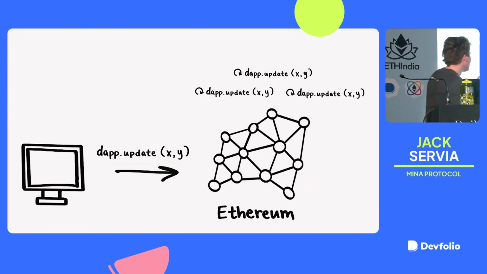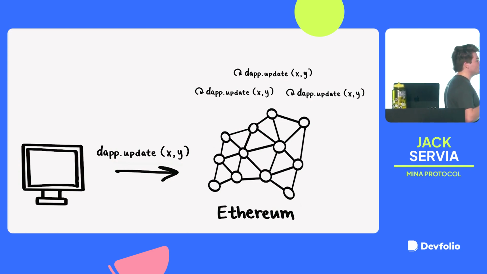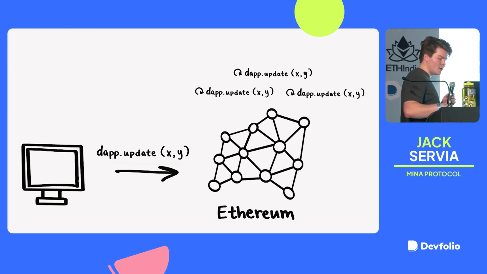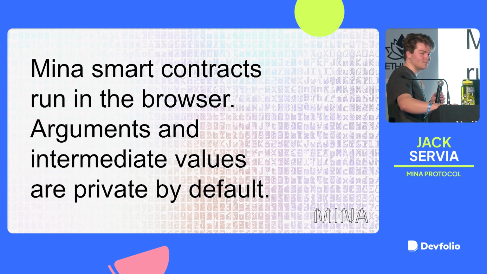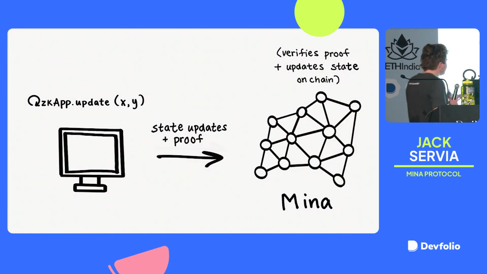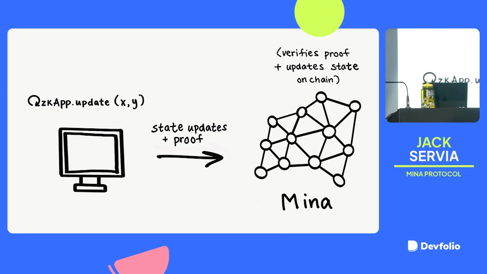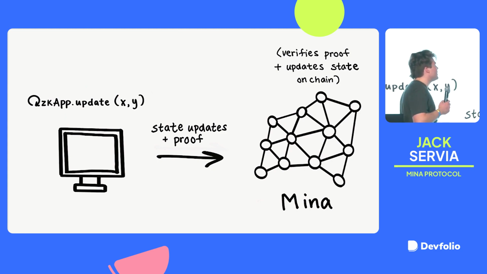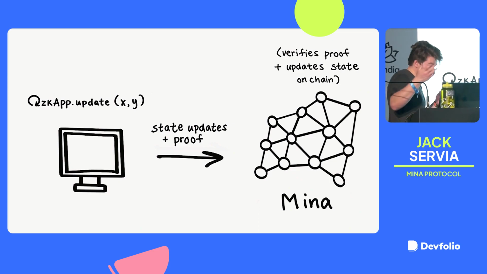You can see what this kind of looks like. If we call some method on an Ethereum smart contract, we send it to every single node, and every single node has to run this method. Mina smart contracts run in the browser, and so the arguments and the intermediate values are private by default. What this means is that the user runs this smart contract themselves. They don't have to share what that looks like with anybody, and then they just take the relevant state updates and the proof and send that on to the Mina blockchain. Mina simply verifies the proof and updates the state on chain, if the proof is valid.